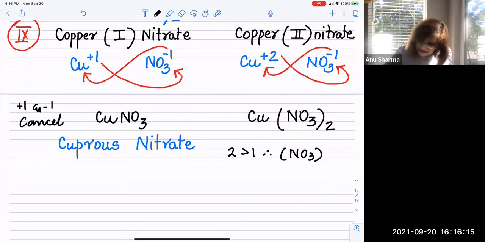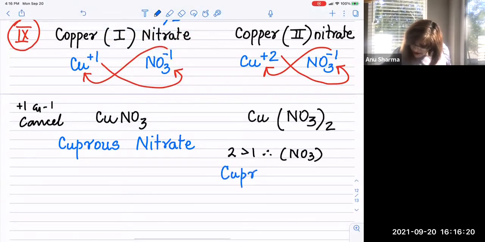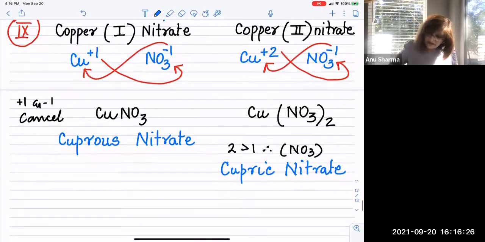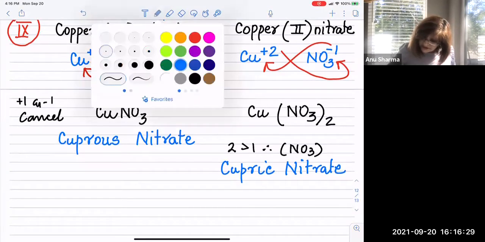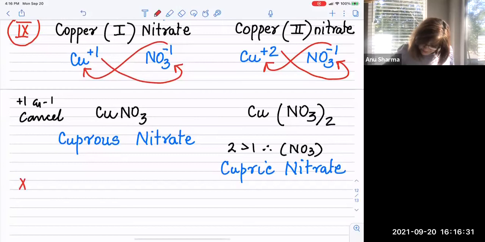But the name is cupric nitrate, because it's a higher valence state. All right, let's look at one more, the 10th example.